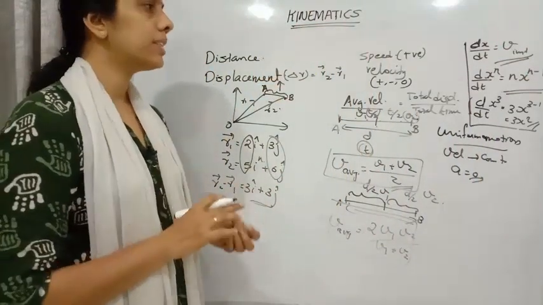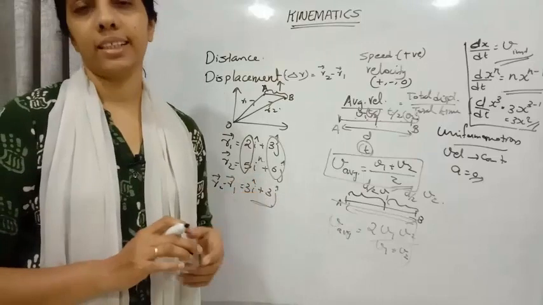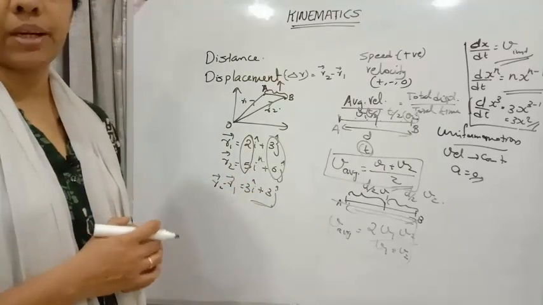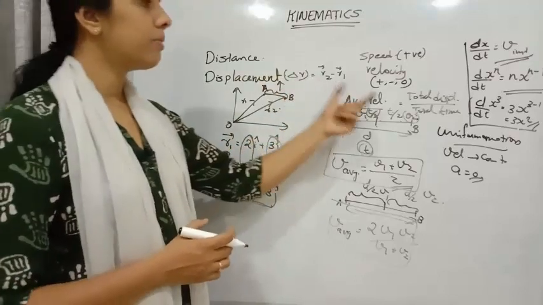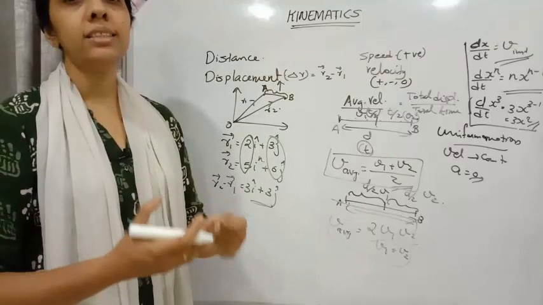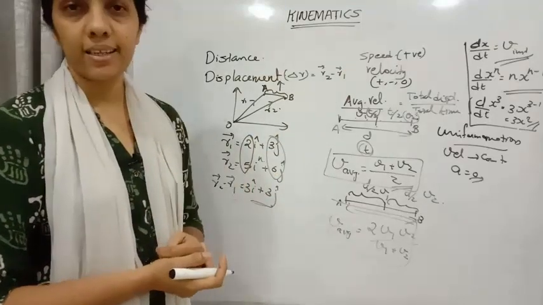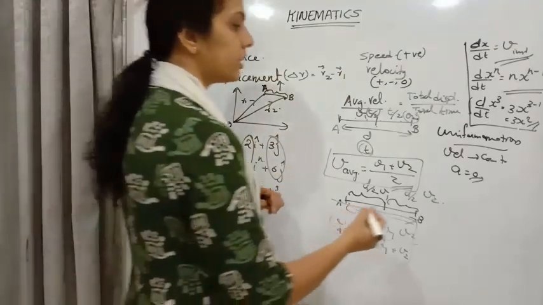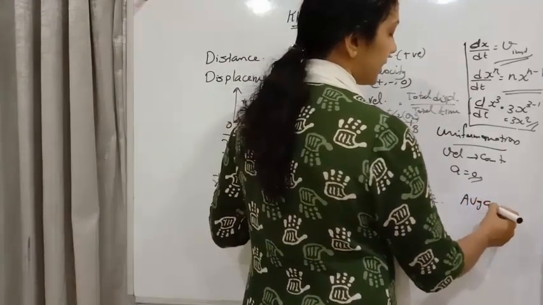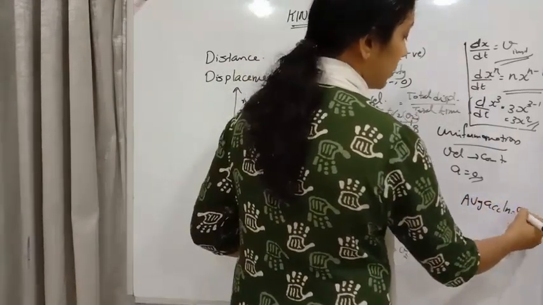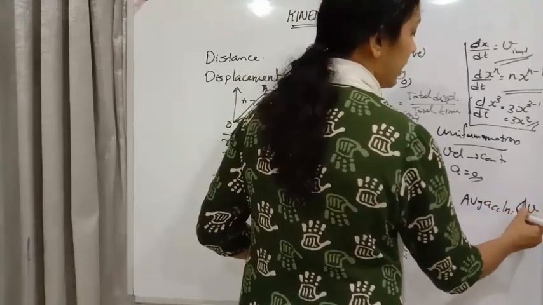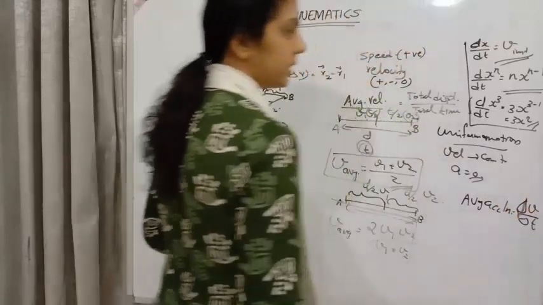Next, one more thing which I need to tell you is acceleration. What is meant by acceleration? Change in velocity divided by time. In the same way, we will find average acceleration and instantaneous acceleration. Average acceleration means change in velocity divided by time, that is delta V divided by delta T.